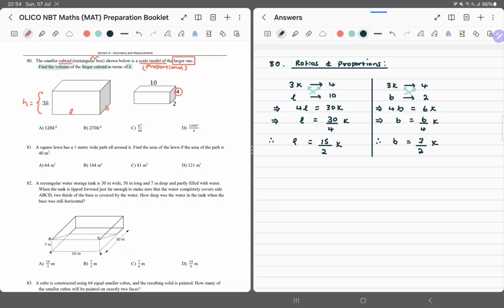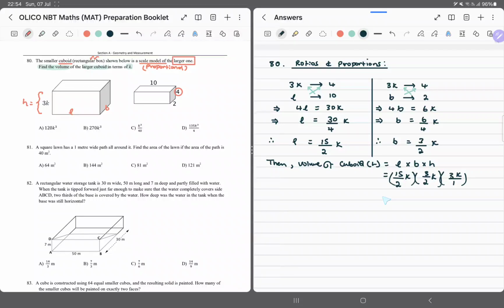So what can we say here? We can say then volume of cuboid, the large one, is going to be length times breadth times height. The length is 15 over 2K. Multiplied by the breadth is 3 over 2K. Multiplied by 3K. This one is going to be over 1.